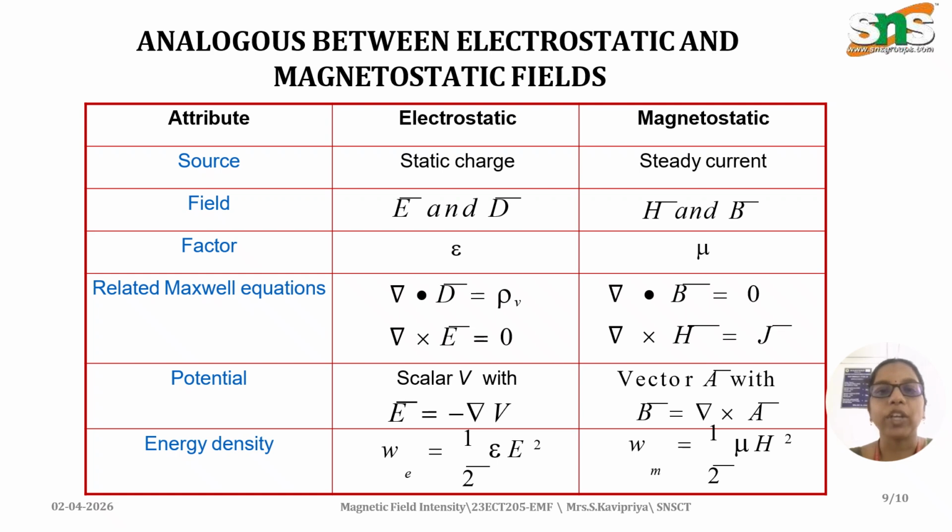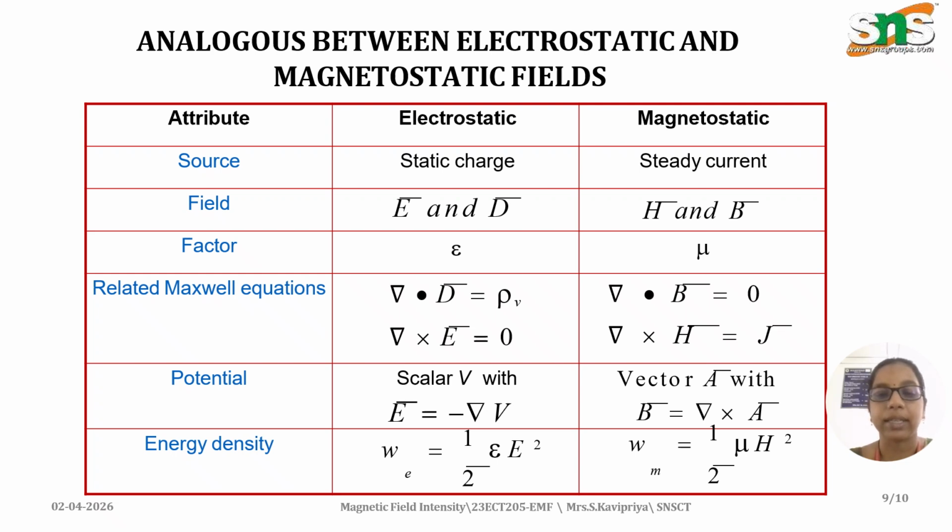The Maxwell equations related to the electric field are del dot D is equal to rho V and del cross E is equal to 0, where D is the electric flux density, E is the electric field intensity, and rho V is the volume charge density. For the magnetic field, it is del dot B is equal to 0 and del cross H is equal to J. J is the electric current density, B is the magnetic flux density, H is the magnetic field intensity.